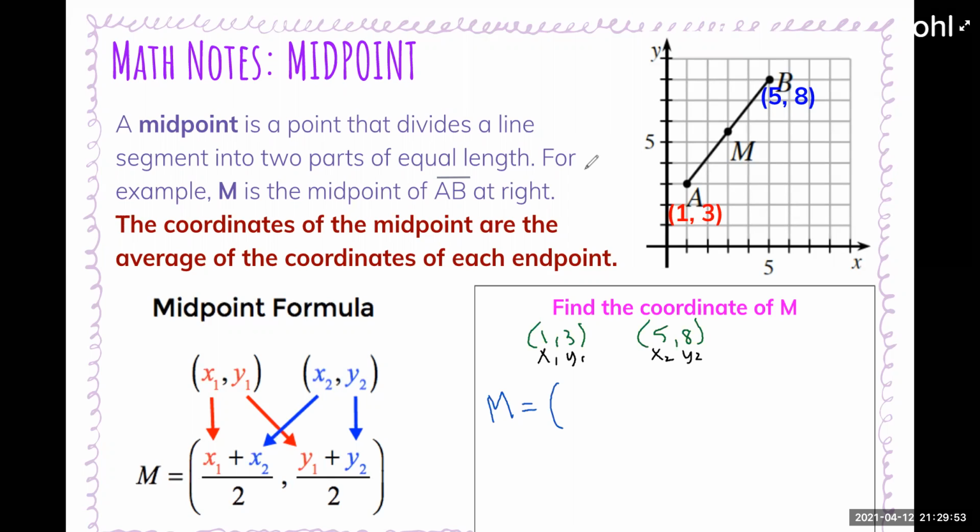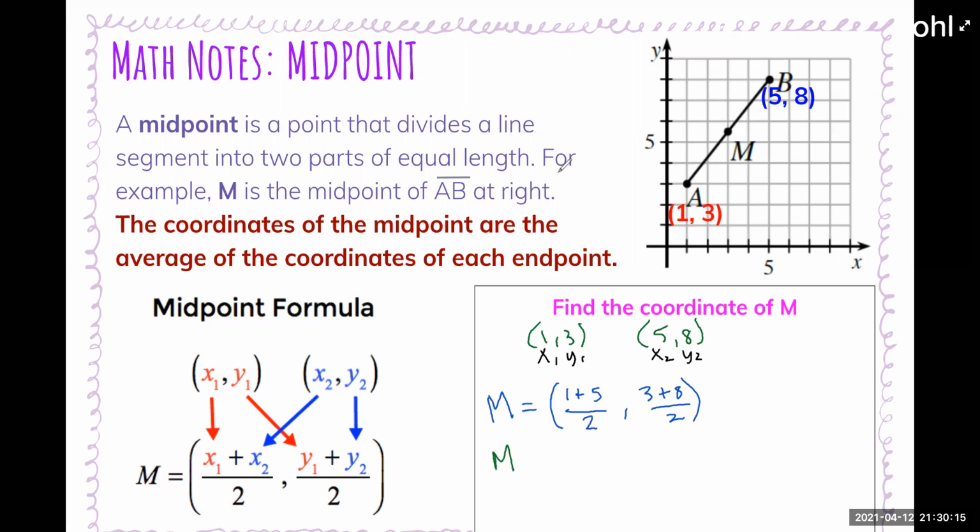So we have 1 is the first x and 5 is the second x. So 1 plus 5, and then divide by 2. That's for the x coordinate. And then we're going to average the y's, 3 plus 8, and then divide by 2. And now all I need to do is simplify.